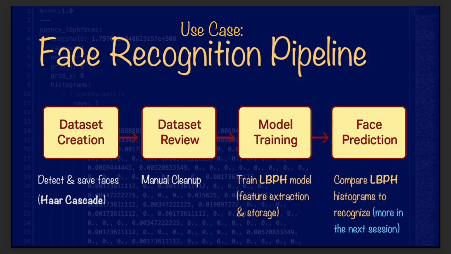And we'll discuss more about it in the next session. This is how the original image looks like. This is the image on which the local binary patterns were extracted, and this is how the histogram looks like.